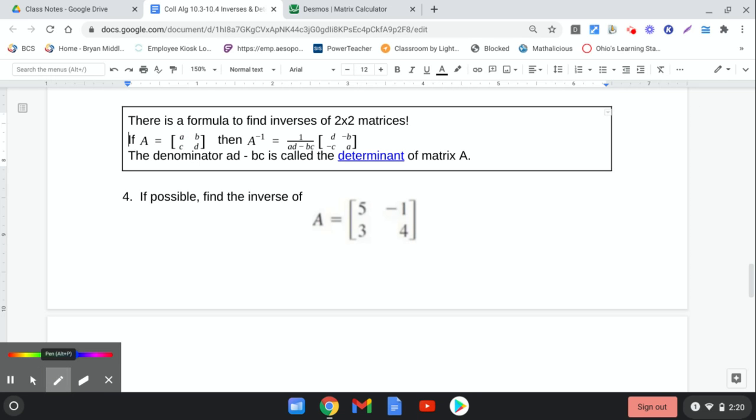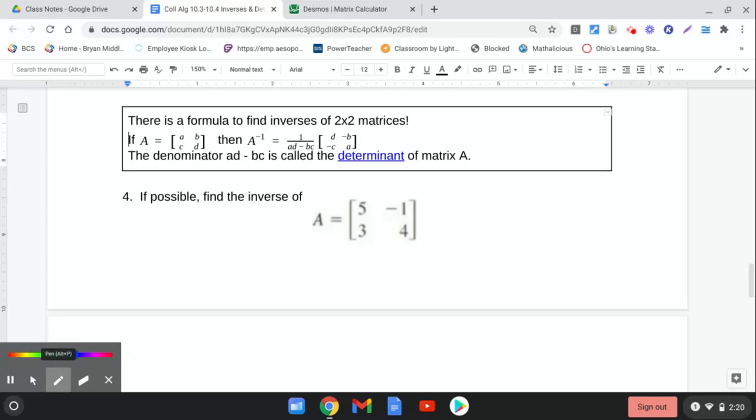And then we have d and a. These two switch places. Okay, so notice they switch places over here. And then b and c, they just switch signs, so they both become negative. And again, that's a way to find the determinant just for a 2 by 2 matrix. Now, this thing down here in the denominator, that ad minus bc, it's something called the determinant, and we're going to use that in the next video.